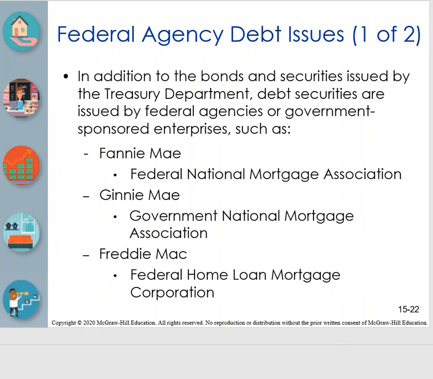So in addition to our federal government that issues bills, notes, and bonds, debt securities are also issued by federal government agencies, as you can see here, Fannie Mae, Ginnie Mae, and Freddie Mac.